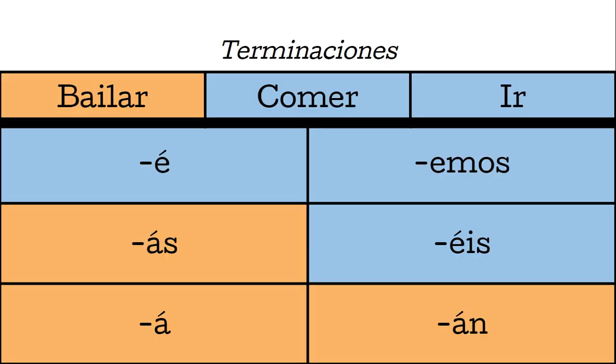So right now, I'm asking you to pause the video and try the next examples. The ones it wants you to do are the ones I just put on there, bailar, comer, and ir. So you can start, if you want, by literally writing bailar, comer, and ir in all their spaces. And then all you have to do is add these endings, all right? But pause the video, and then when you're ready, unpause the video, and you'll see the answers.